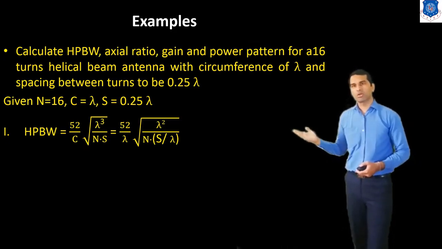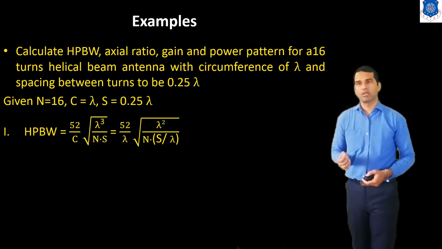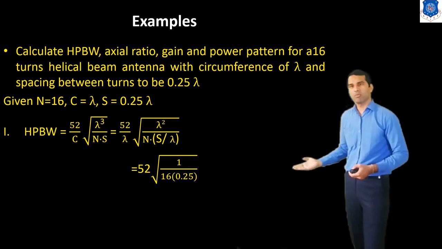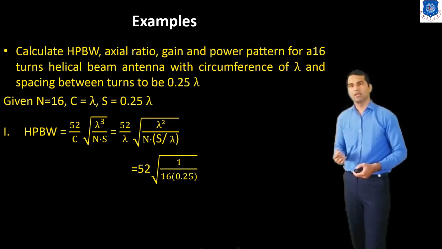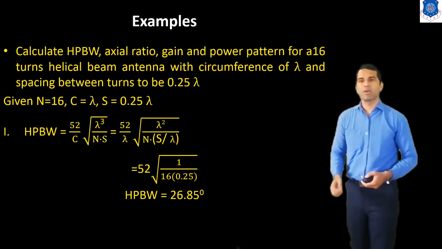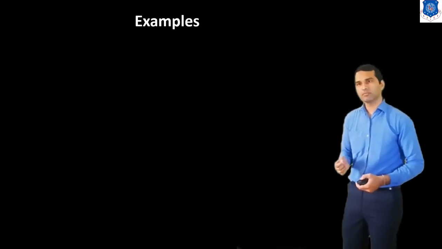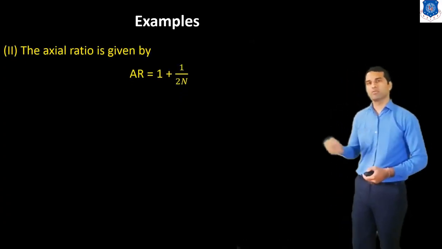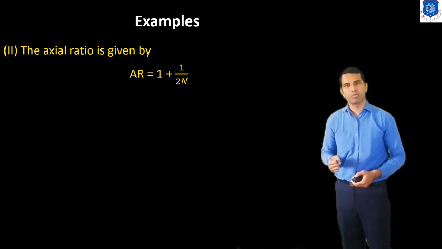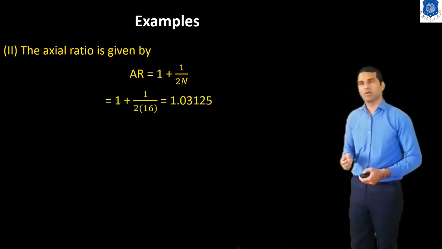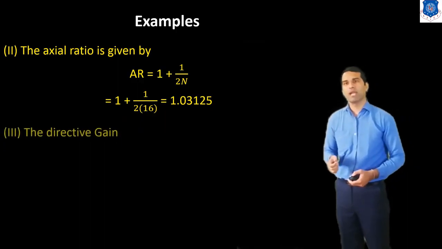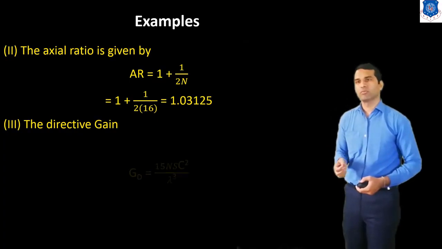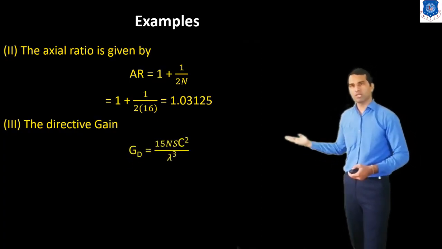Now we can also write this equation as 52 by lambda square upon N into S upon lambda. So when we put the values of S, lambda and N, we get the HPBW as 26.85 degrees. Now we calculate the axial ratio. We can calculate it by using this equation: AR equals 1 plus 1 upon 2N. So we have the value N equal to 16. So we get AR equal to 1.03125.